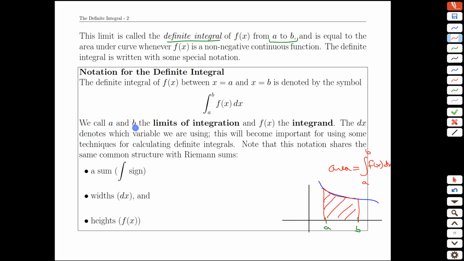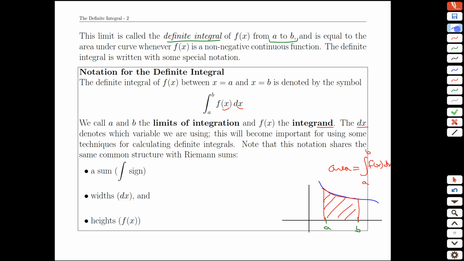Other nomenclature, the A and the B, here and here, are called the limits of integration. They're where you start and stop calculating the area, so limits in that sense. The f of x part is called the integrand. The whole thing's an integral. This is the integrand, what's inside of the symbols here in the middle. And for now, the dx is something that just denotes the variable we are using. So these guys have to match essentially for now.